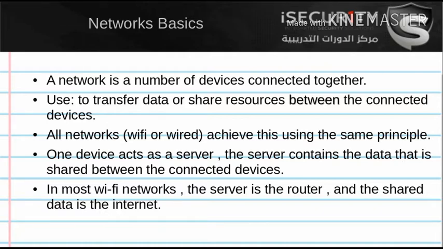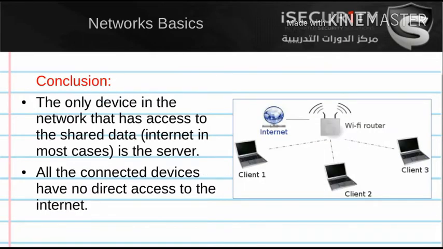So on most Wi-Fi networks, the server is the router, and all devices connect to this router, and they access the internet through the router. So all the devices on the network have no access to the internet, as we can see in this diagram. The only device in the network that is connected to the internet is the Wi-Fi router. All the other devices, as we can see here, we have client 1 and 2 and 3, they have no access to the internet, but they can access it by connecting to the router.